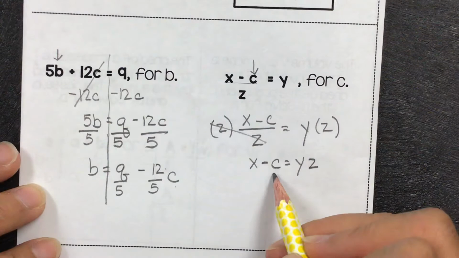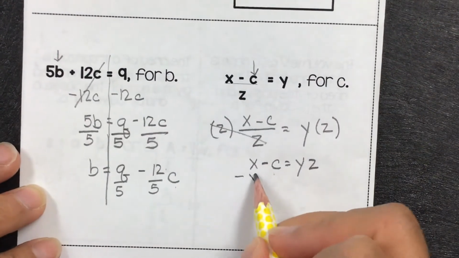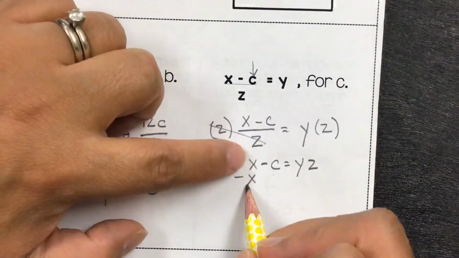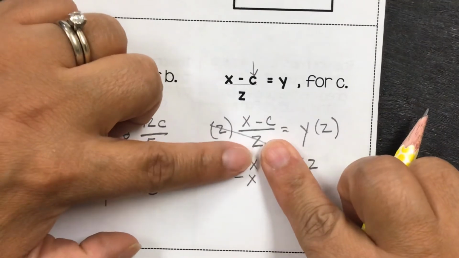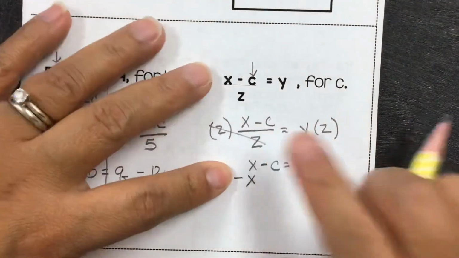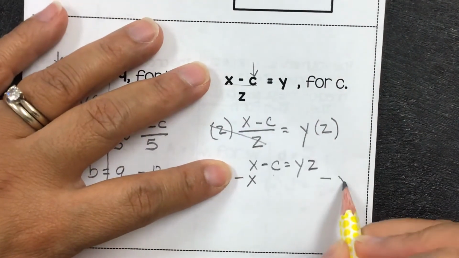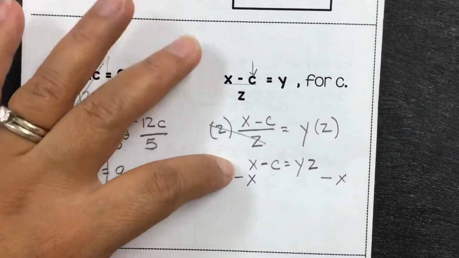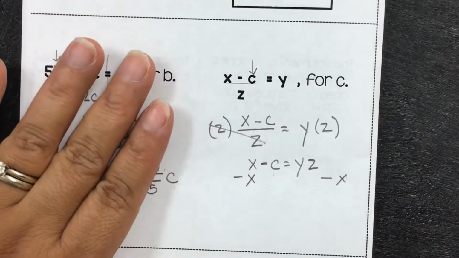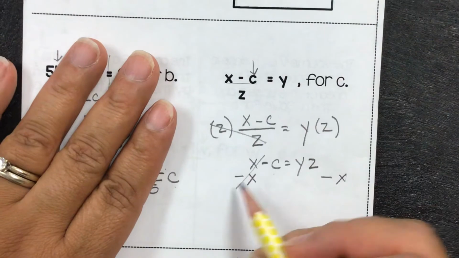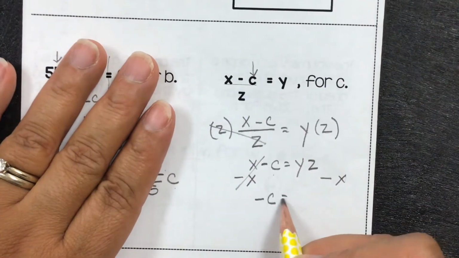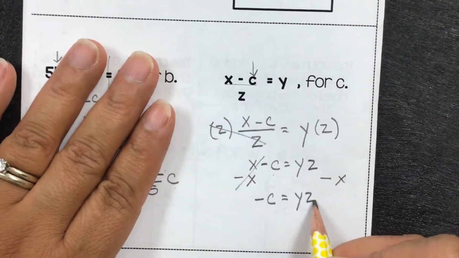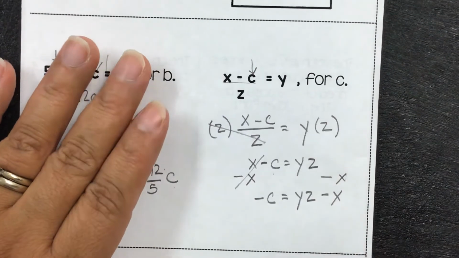We're looking for the C. That means we'll have to subtract X. Why are we subtracting X? Well, the X was positive, so we need to subtract it. And I'm going to write it all the way over here because it doesn't go together with the rest of them. It's not multiplication. So we have negative C is equal to YZ minus X.